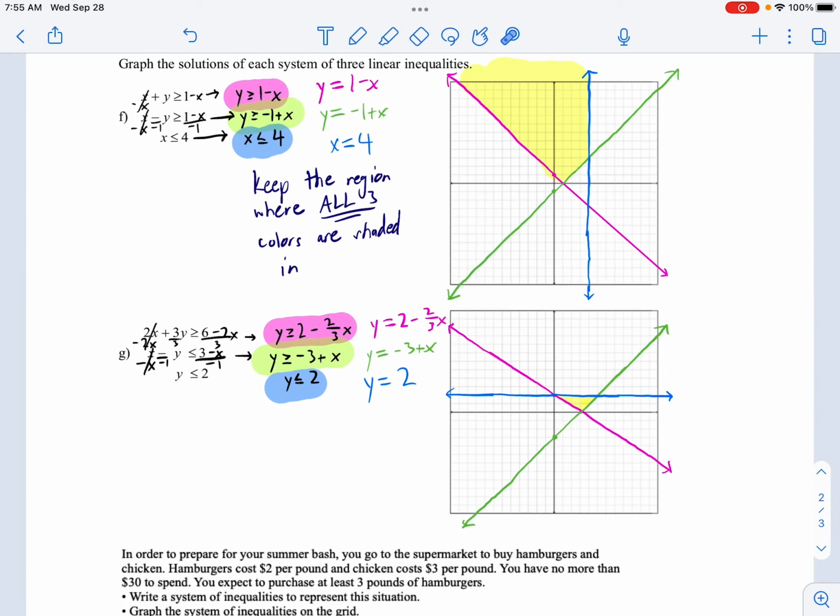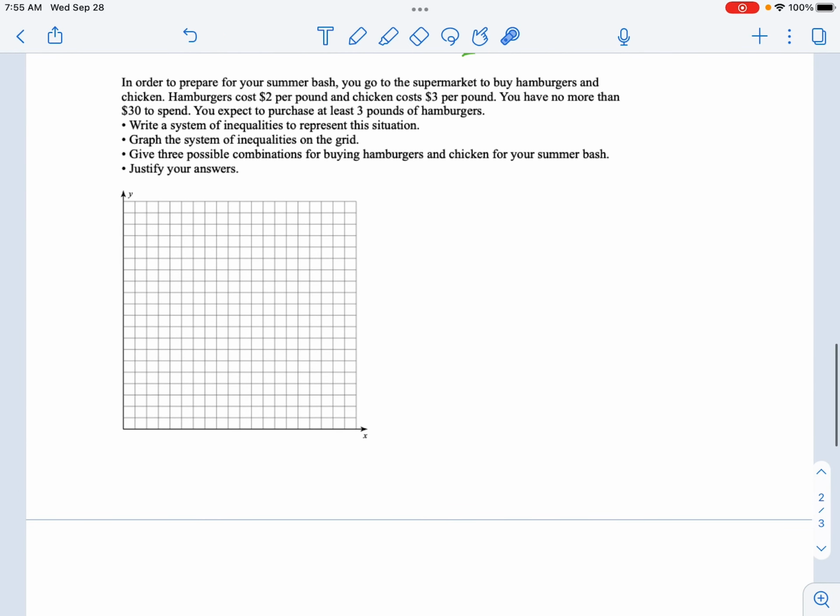Let's move on to this word problem here, okay? All right, so in order to prepare for your summer bash, you go to the supermarket and buy some burgers and chicken. Hamburgers cost $2 per pound. Chicken costs $3 per pound. You don't have any more than $30 to spend, and you want to purchase at least 3 pounds of hamburgers. Write a system of inequalities, graph them, give 3 possible combinations for buying hamburgers and chicken for your summer bash. Justify your answers. All right.